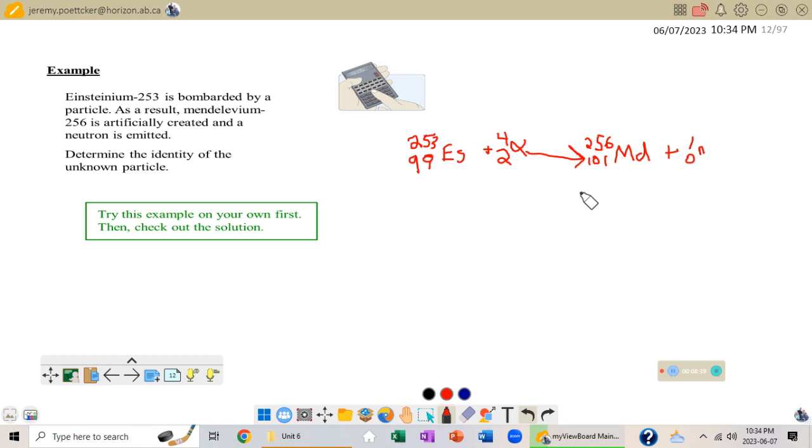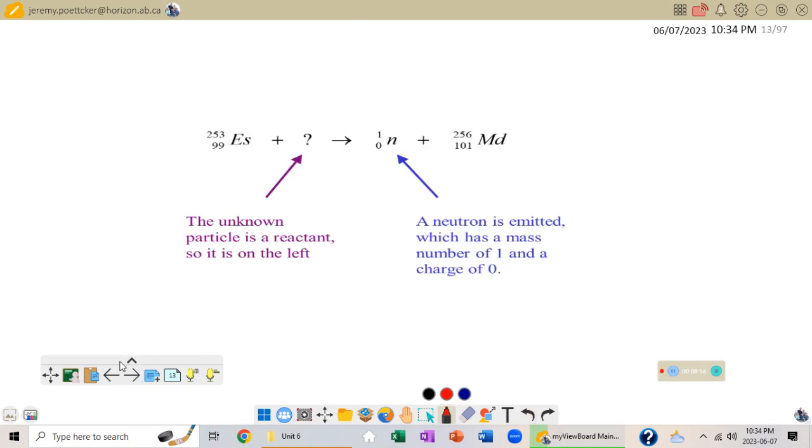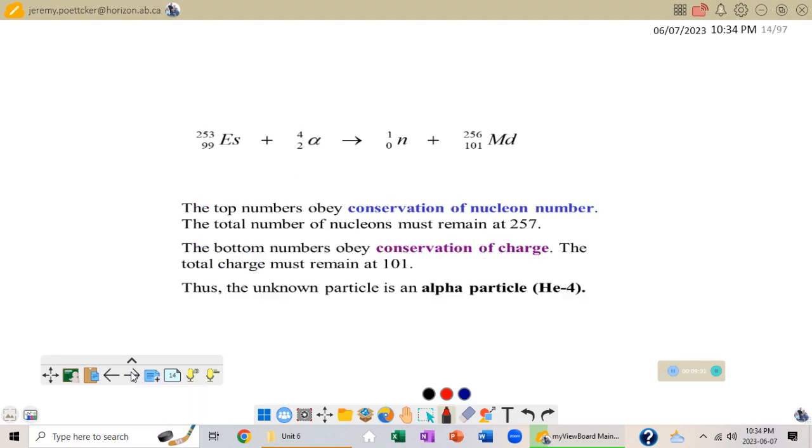So Einsteinium 99 is bombarded with an alpha particle, and we make Mendelevium 101. Sorry, Mendelevium 256 with that 101 protons, and a neutron is emitted. Okay. And you can kind of see everything going on right here. If this is like the short answer and you said helium-4, I would have to say that was fine. Generally, it is going to be an alpha particle, just because that's normally what we use.